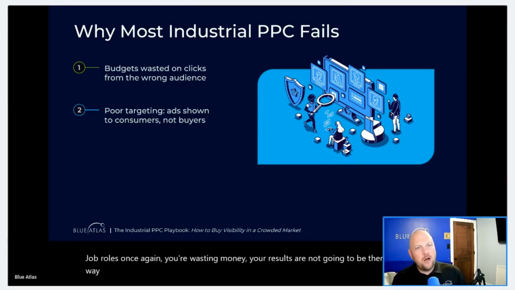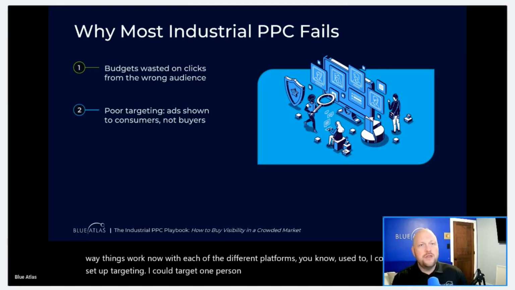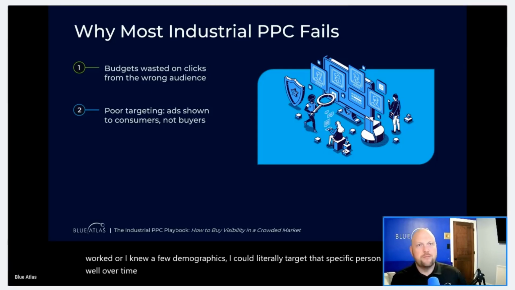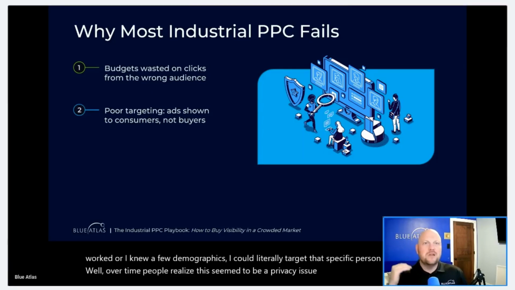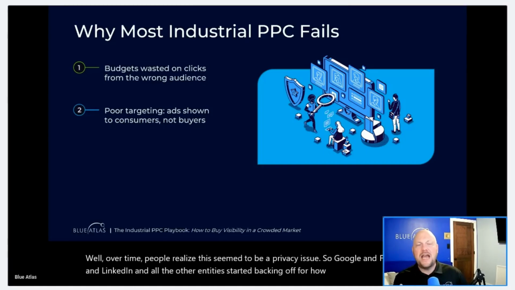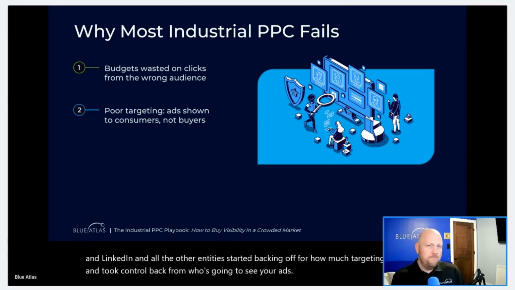And the way things work now with each of the different platforms, I used to be able to set up targeting. I could target one person, if I knew that person, I knew where they worked, or I knew a few demographics, I could literally target that specific person with an ad. Well, over time, people realized this seemed to be a privacy issue. So Google and Facebook and LinkedIn and all the other entities started backing off for how much targeting they allow, and took control back from who's going to see your ads. This is a good and bad thing.